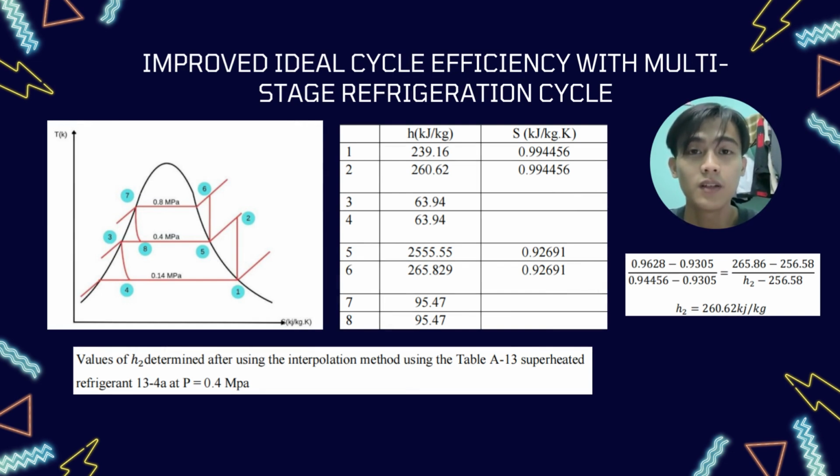And in this presentation, I'm going to present about the calculation of our improved ideal cycle efficiency with multi-stage refrigeration cycle. So basically, in this case, we're going to use the refrigerant R134A as our working fluid, and each stage will operate in ideal conditions. As you can see in this slide, here is the TS diagram and the table of enthalpy and entropy.